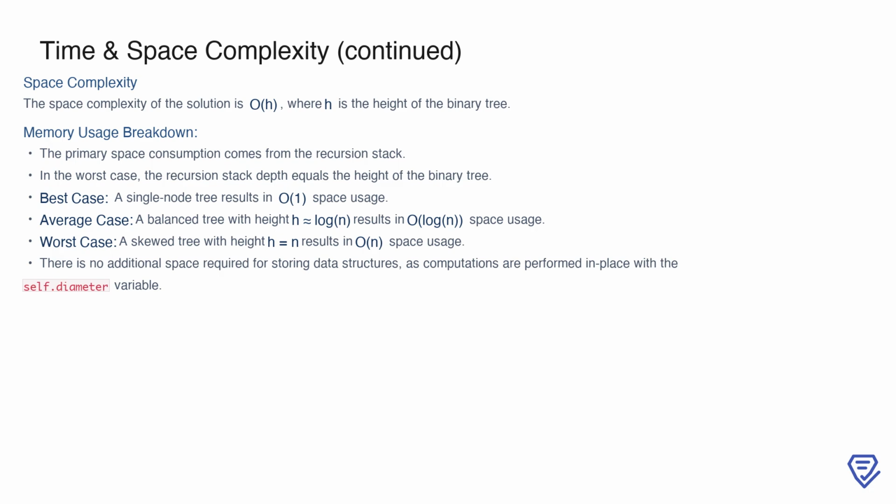In the worst case scenario, with a completely skewed tree where all nodes form a single branch, the height of the tree equals the number of nodes, n, leading to O(n) space complexity. Importantly, no additional data structures are required for this solution, as all calculations are performed in place with the help of the self.diameter variable. This ensures that the overall space usage is minimal, depending primarily on the tree's height.